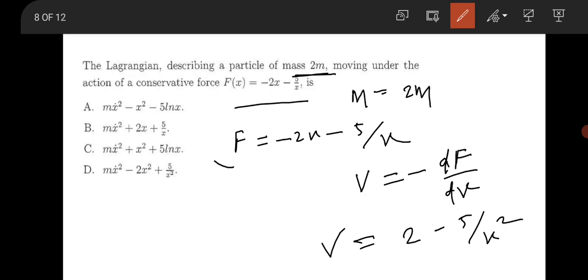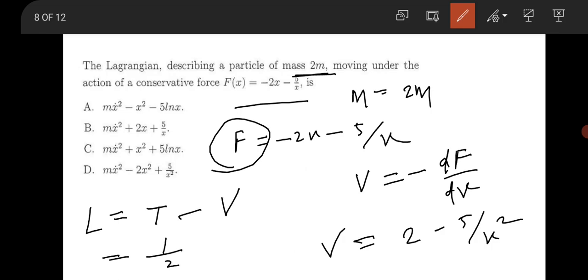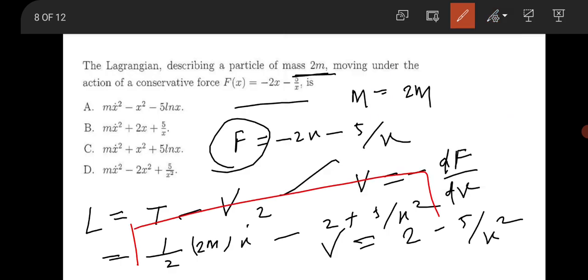Okay, take the derivative. So minus 2x will be plus 2, because minus is there, then minus is there, so it will be plus, again 1 by x equals minus 1 by x squared. Then you have to write the Lagrangian, that is kinetic energy minus potential energy. So it will be half times mass 2m, x dot squared, the velocity term, minus the potential. So solve this term, you will get the answer. So this is the answer, you have to rearrange it, as seen here.